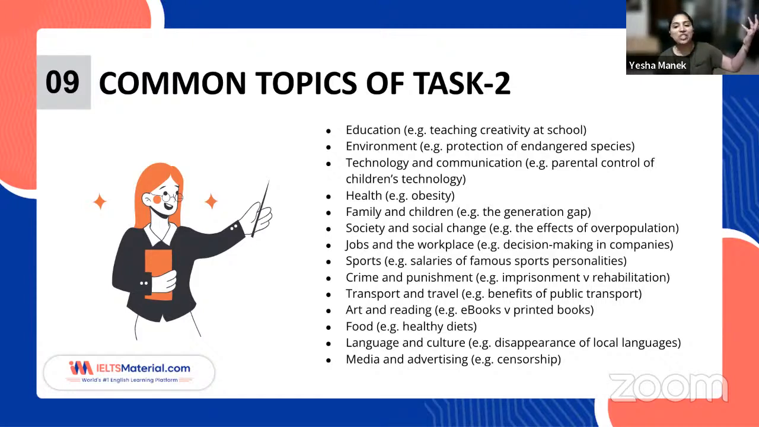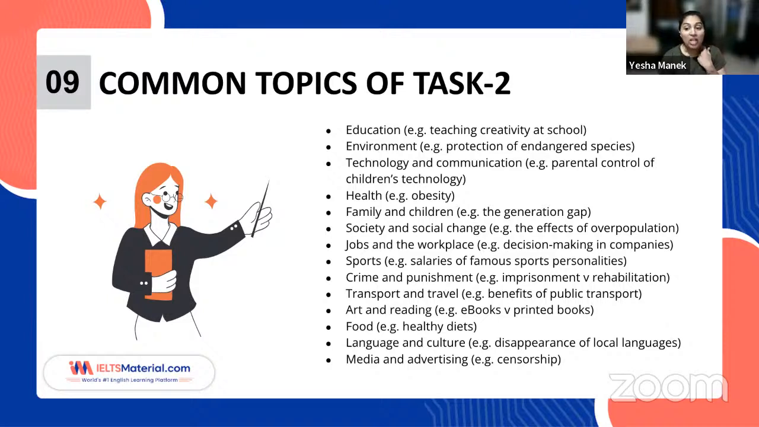Sports, salaries of famous sports personalities. Like they're overpaid, and that particular amount can be used in other activities by the government. Let's say improving the education and medical facilities of a country, rather than paying more and more salaries to the sports people, right?